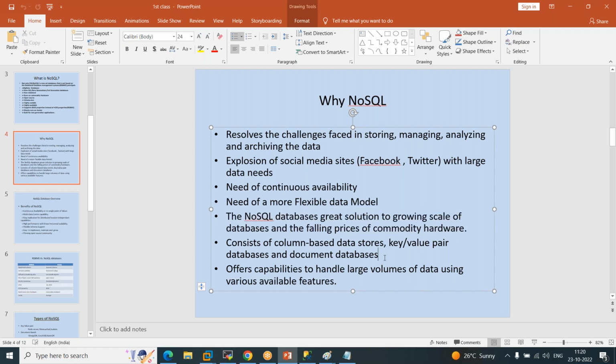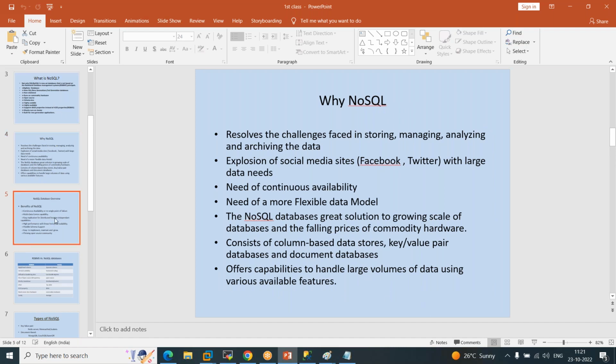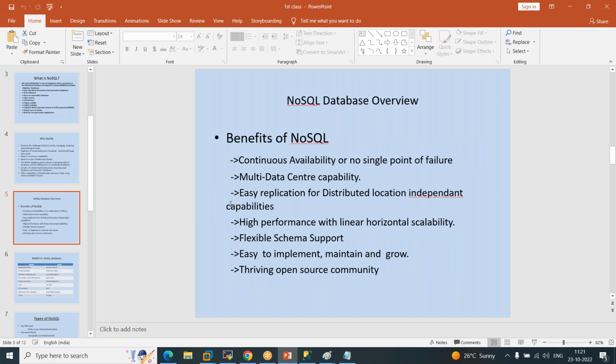It consists of column-based, key-value pair and document databases. We're going to talk about that in one of the slides. Different products deal with different data structures, and we'll have a little discussion about it. It offers capabilities for large volumes of data using the various available features. That availability we talked about: it can write the data into multiple parallel servers and read the data from multiple servers. So, benefits of NoSQL: continuous availability, no single point of failure.